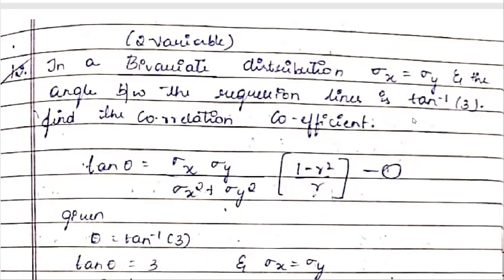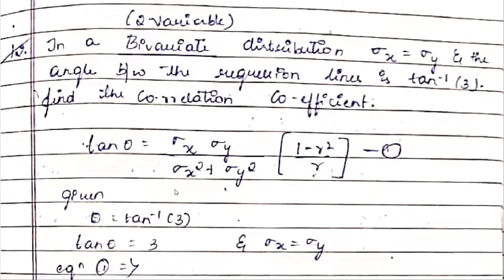So whenever the angle is given, make use of the derivation which we learned just now. Make use of that formula, which is tan theta is equal to sigma x sigma y by sigma x square plus sigma y square into 1 minus r square by r. Find out r from this. Tan theta is given and sigma x is same as sigma y. You can find out r from this relation. So we'll see how we can find it.